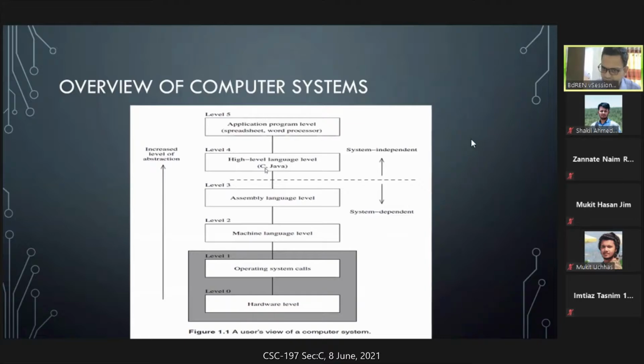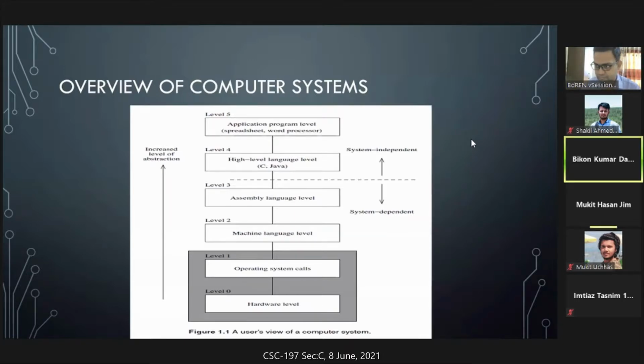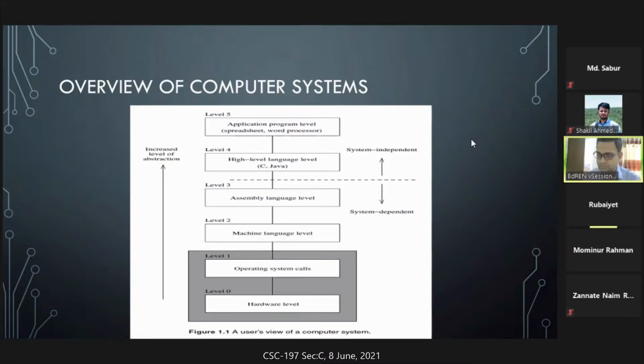Let's think about C programming. Whenever you do coding in C programming, do you need to change that code to run in another system? No, sir. Why not?